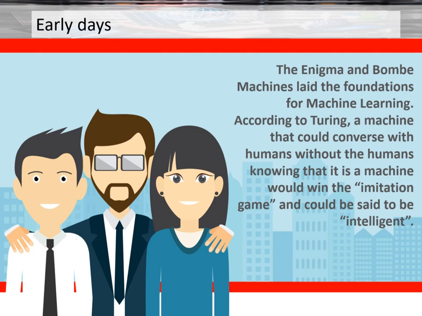According to Turing, a machine that could converse with humans without the humans knowing that it's a machine would win the imitation game and could be said to be intelligent.